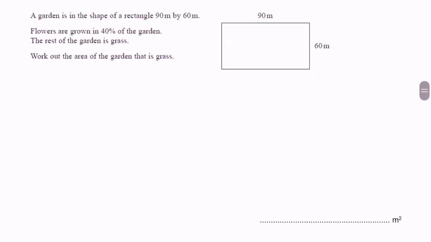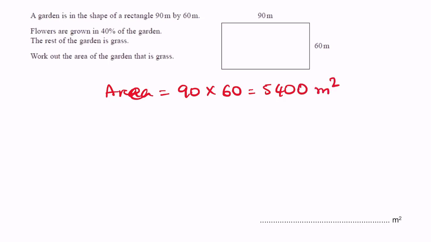Question 47. A garden is in the shape of a rectangle, 90 meters by 60 meters. Flowers are grown in 40% of the garden. The rest of the garden is grass. Work out the area of the garden that is grass. So let's go ahead and work out the area of the garden. 90 meters times 60. That's 5,400 meters squared. Just in my head, 9 times 6 is 54.